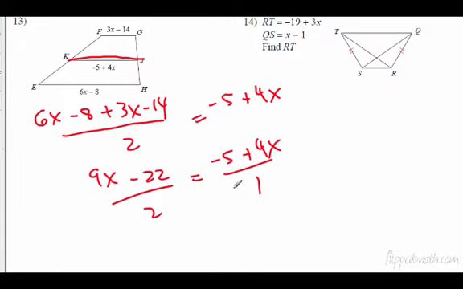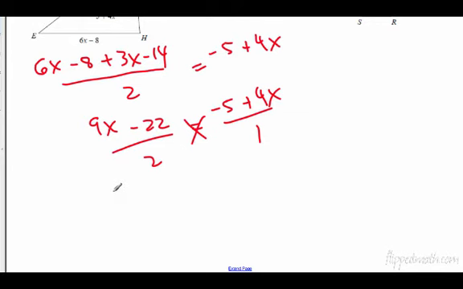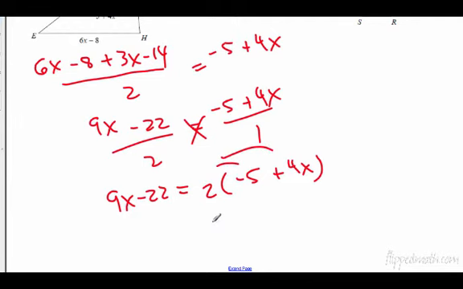Remember, we throw that over 1 and we cross multiply now. So 1 times 9x minus 22 is just 9x minus 22. Then we get 2 times negative 5 plus 4x. All right, why am I writing uphill? Nobody knows. Distribute. This equals negative 10 plus 8x.